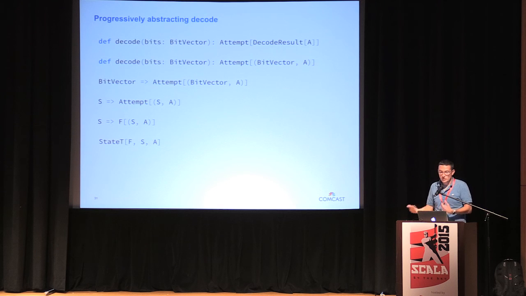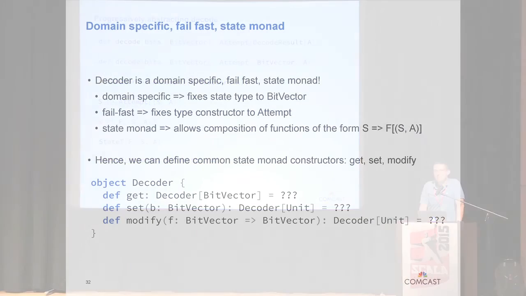So in this case, we wouldn't have to re-implement flat map for decoder. We could just look at a decoder as a specialized StateT monad transformer, where we fix the parameters to the type class with certain things. We're going to fix the type constructor F to the attempt type constructor, and we're going to fix the state type to bit vector.